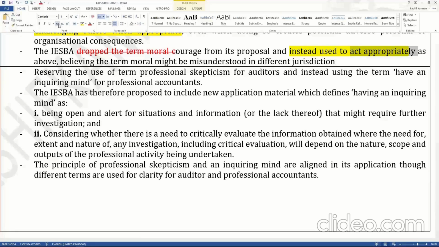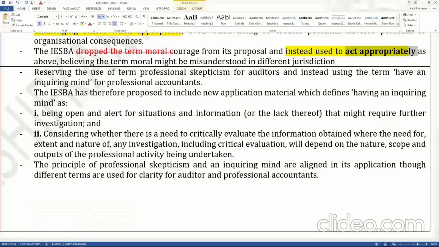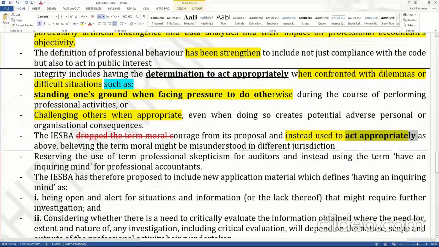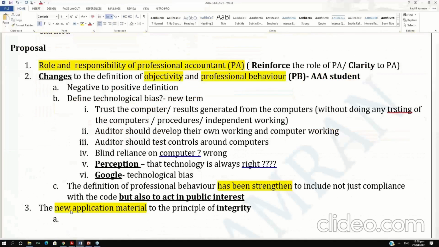So if someone asks you to define integrity, will you say integrity is a moral courage? Or will you say integrity is to act appropriately? Which term will you use? Act appropriately, right? So please ensure that in an exam paper, when you are defining integrity, integrity means determination to act appropriately when confronted with dilemmas or difficult situations. So there has been a reinforcement here, which you should know for the exam paper.